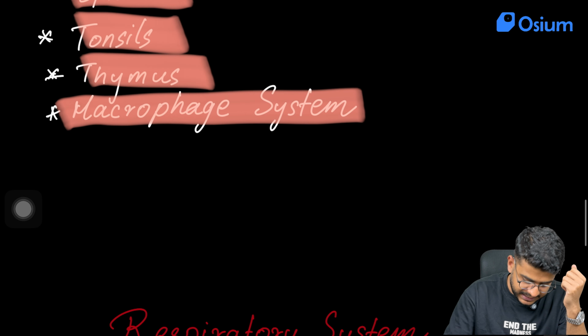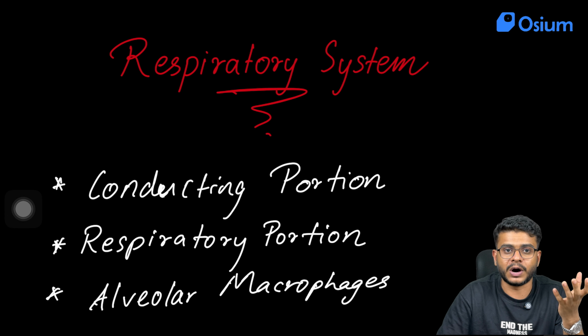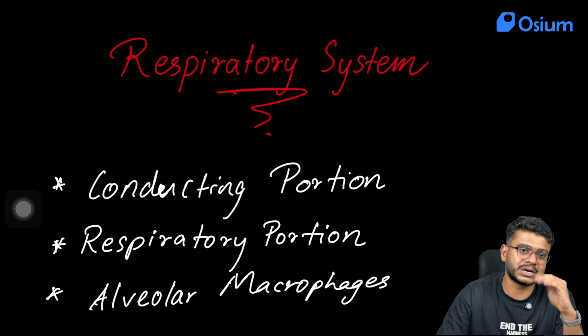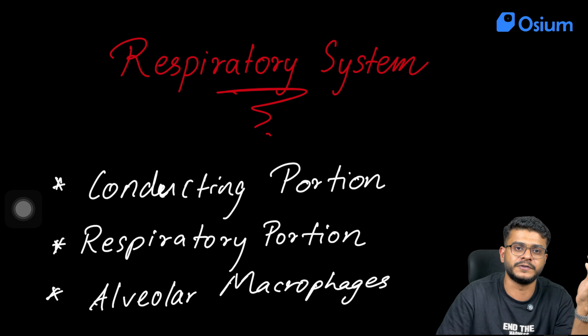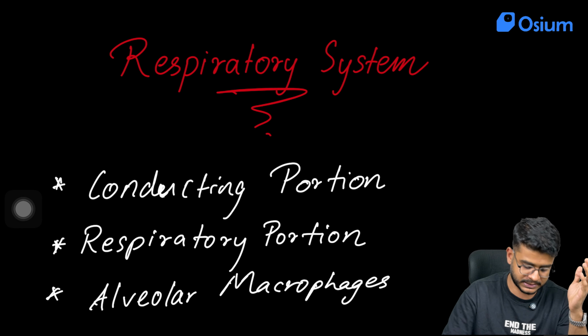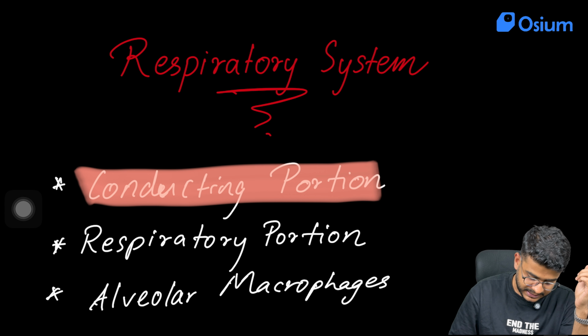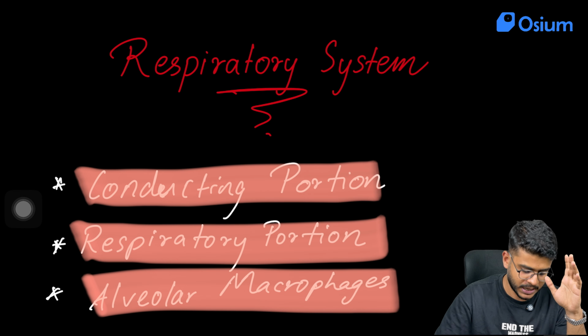Okay. The next chapter will be respiratory system, about the lungs. We know our lungs is divided into conducting portion and respiratory portion. We have discussed this in physiology. Okay, we will learn the histological structures and features of the conducting portion, the respiratory portion, and about the alveoli, their structure, and the alveolar macrophages.